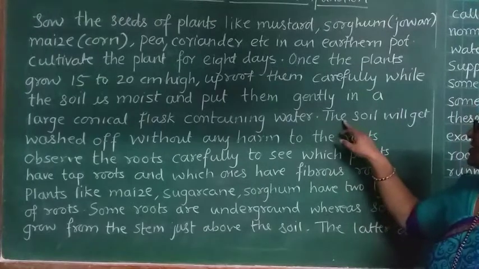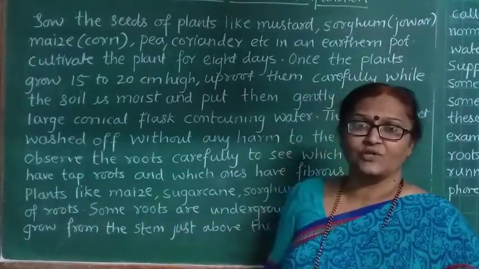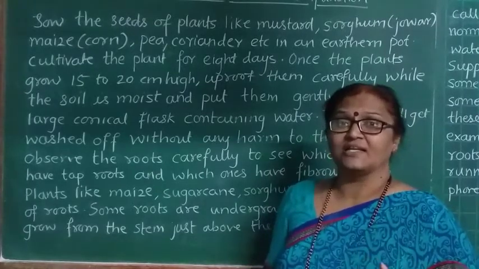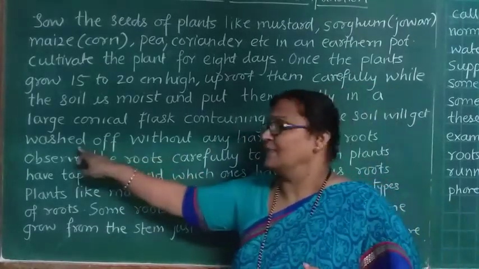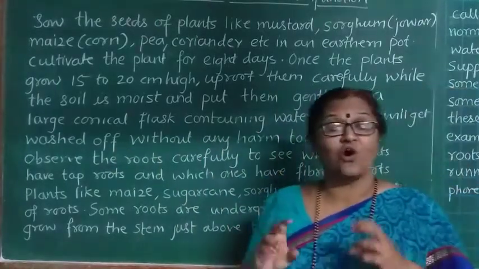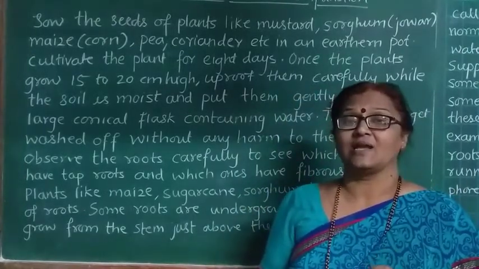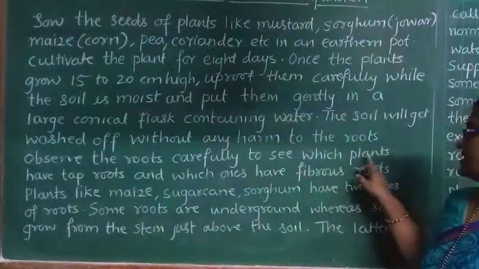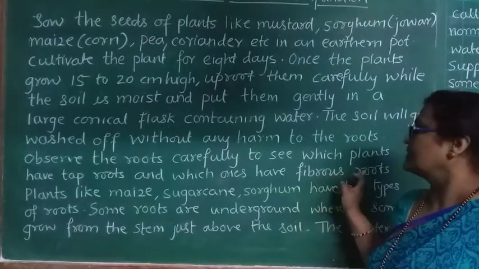Now what happens here? The soil will get washed off. As there is water in the conical flask, the roots which are dipped in the soil, or which have the presence of soil, all this mud will be washed off without any harm to the roots. It washes off gently in the water, and we should not harm the roots. Observe the roots carefully to see which plants have taproot and which ones have fibrous roots.